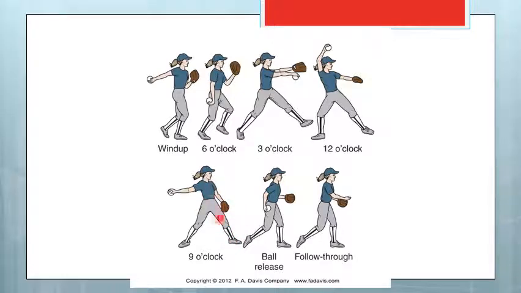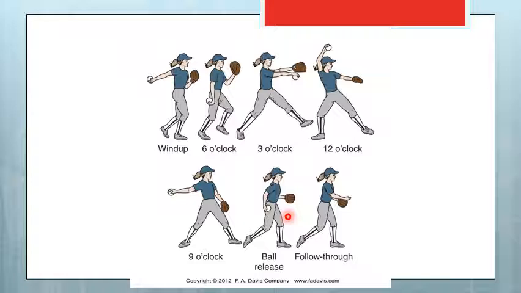So then at ball release and follow through, we'll talk about this together. So 9 o'clock obviously transitions through ball release. With follow through, as the ball leaves the hand, we were talking about how in the frontal plane, the arm is actually moving closer in the frontal plane towards the body.